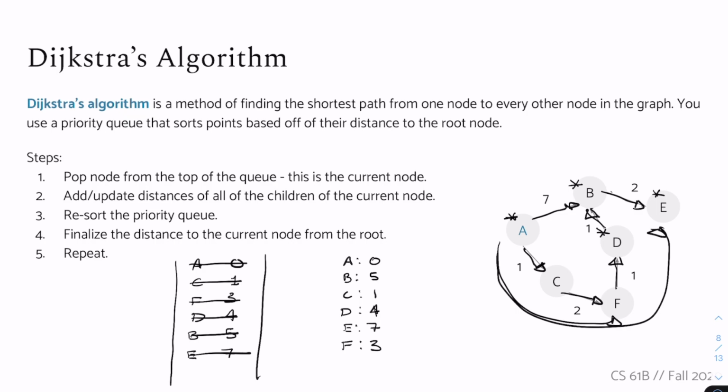And so if you want the actual set of steps, I felt like doing an example would be easier, but the set of steps is you pop a node from the top of the queue, you add and update the distances of all the children of that node. So if the child doesn't already exist in the queue, then we're going to add it, and if it does, we're just going to update its priority. And then you're going to resort the priority queue, and we're going to finalize the distance for the current node to the root. I guess that part can happen at any step in this process. And then we repeat, and we keep repeating until our priority queue is empty.